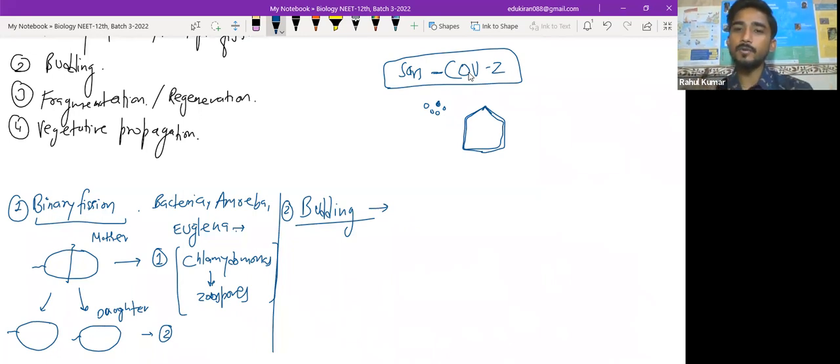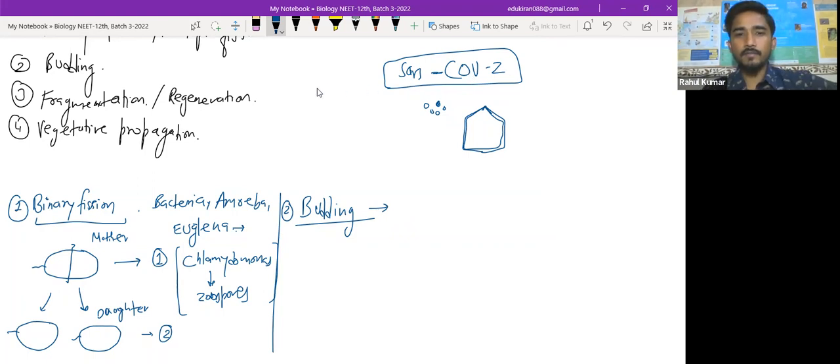SARS is severe acute respiratory syndrome. And COVID-2 is another virus, a new virus of the family. Earlier it was SARS-CoV-1. Now this virus has lots of spikes on its surface. That's why it's called coronavirus.